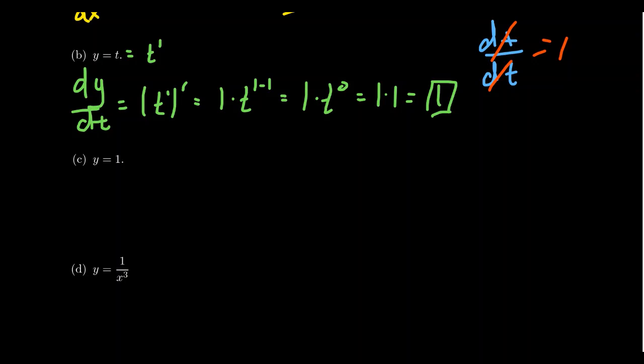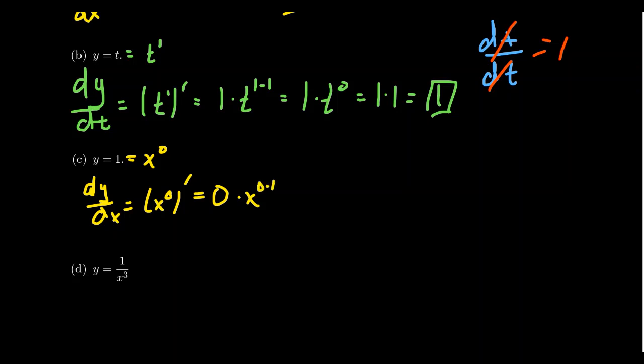How about this next one? y equals 1 itself, it's the constant function 1. Well, like we just saw, 1 is just x to the 0 power. So if we take the derivative of y with respect to x, where y is x to the 0 right here, by the power rule, we get 0 times x to the 0 minus 1.